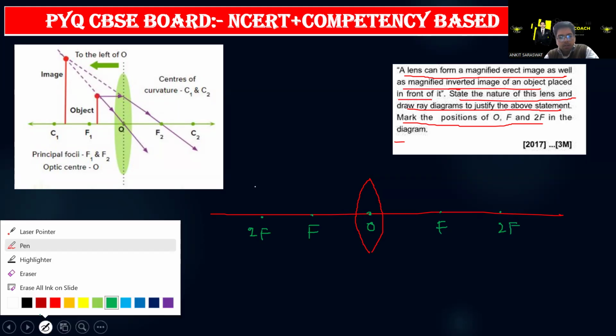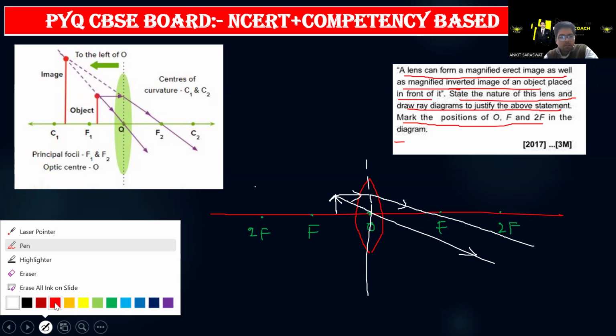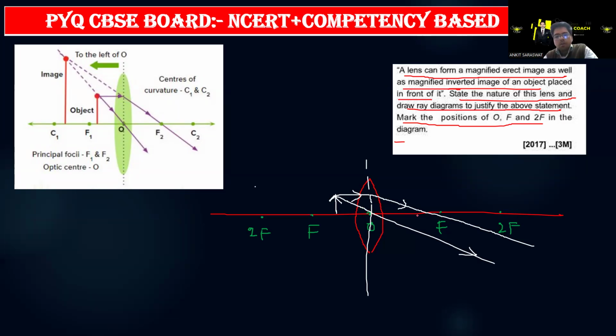If you place an object in between the optical center and the focus like this, clear? You will draw like this. A line parallel to the principal axis will pass through the focus. One more you will draw like this. Now you can check these two refracted rays won't meet together. You can check they are going to diverge.